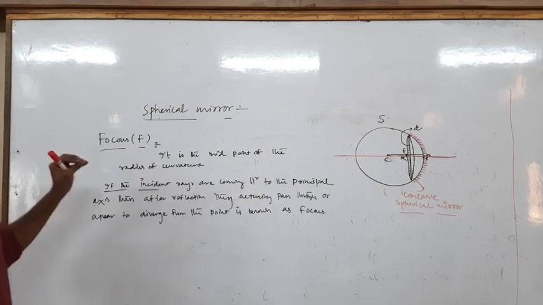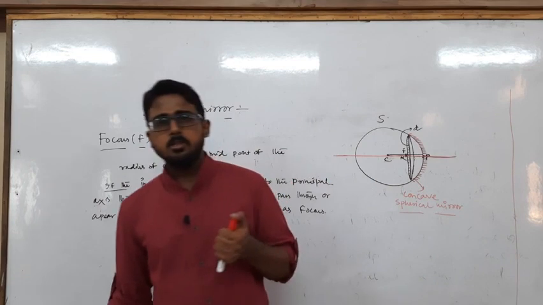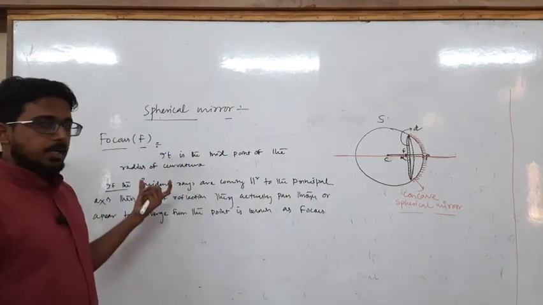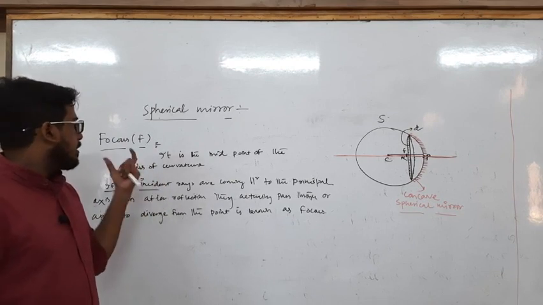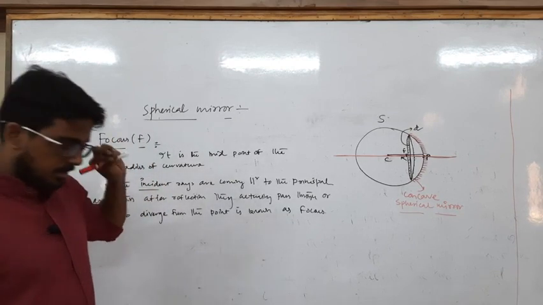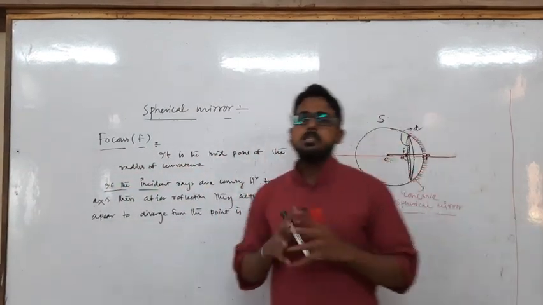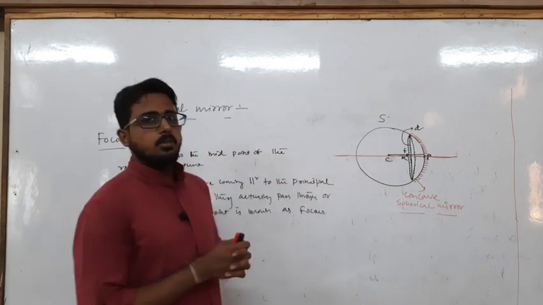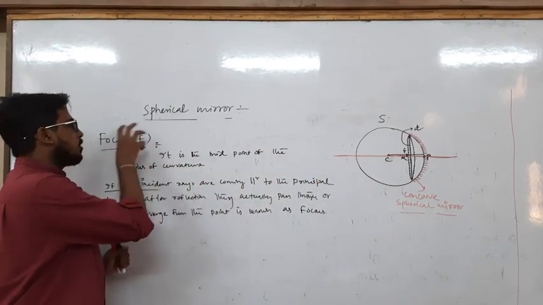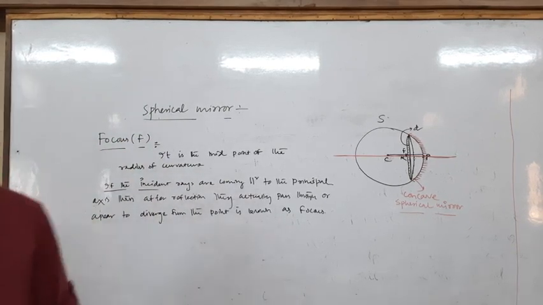Clear? So these are some terms related to spherical mirror: radius of curvature, center of curvature, aperture, principal axis, pole and focus. Clear? And these notations you generally have to note down, all these terms in geometrical optics in your course. Clear? So you have to remember all the definitions and all the notations, which will be helpful for further studies. Clear?